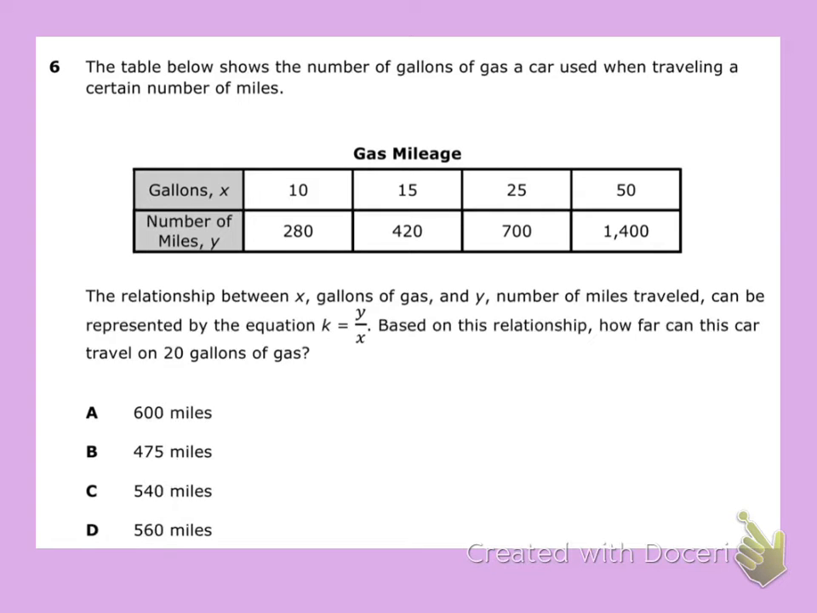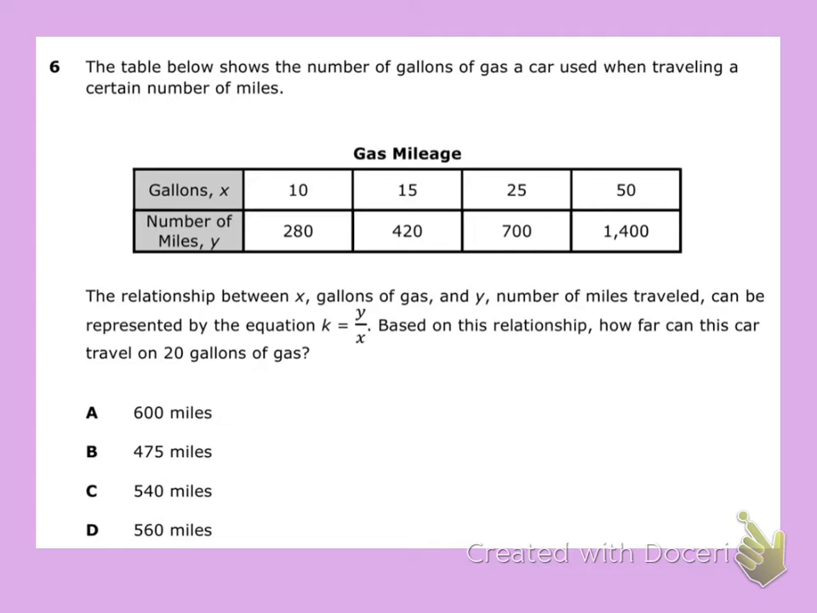Okay, so let's go ahead and continue on to number 6. Number 6 says the table below shows the number of gallons of gas a car used when traveling a certain number of miles. The relationship between X gallons of gas and Y number of miles traveled can be represented by the equation K equals Y over X. Based on the relationship, how far can this car travel on 20 gallons of gas?